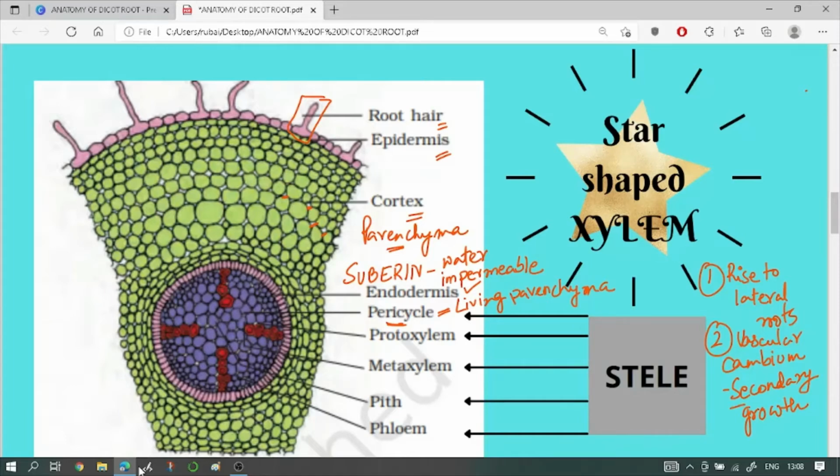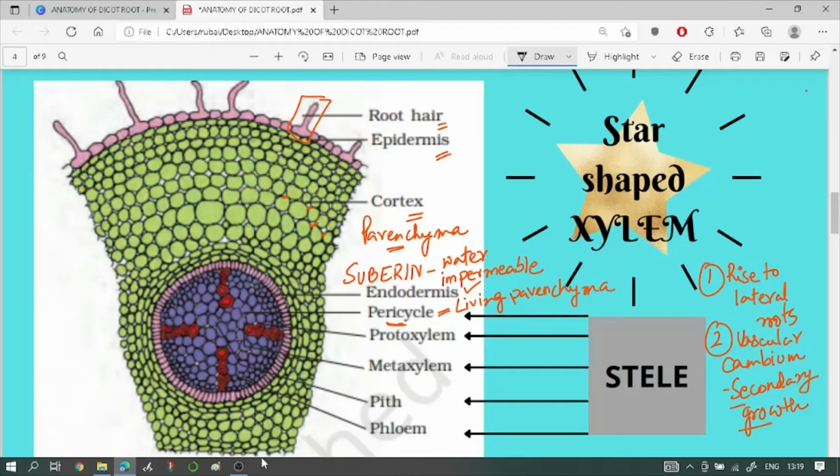Next we come to vascular bundle, which of course consists of xylem and phloem. Other parenchymatous cells present between the xylem and phloem are known as conjunctive tissue. There are usually 2 to 4 patches of xylem and phloem present in the vascular bundle of a dicot root, which gives it a star-shaped appearance. So you can see there are 4 xylem bundles over here, and it usually gives a star-shaped appearance.